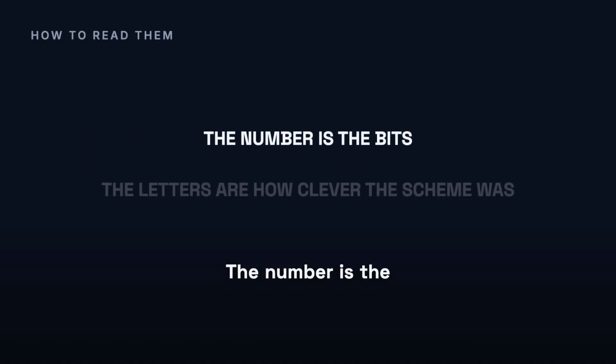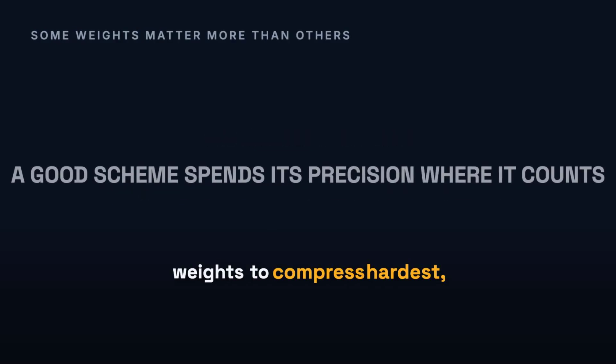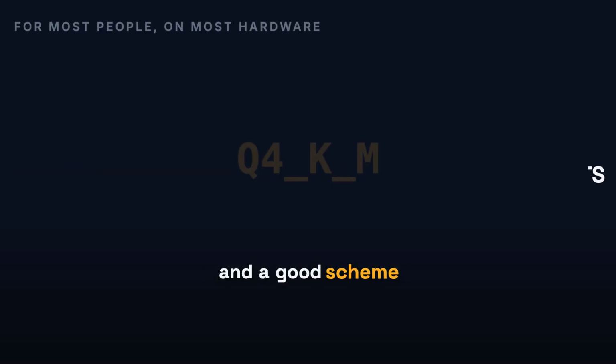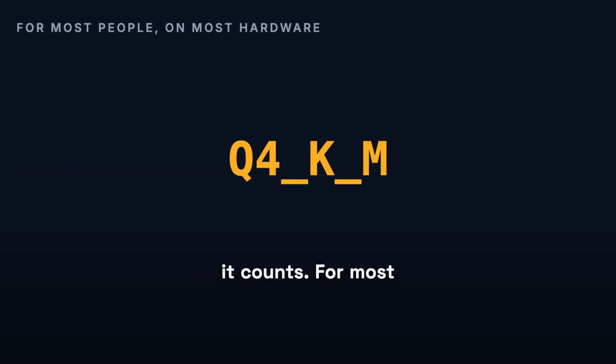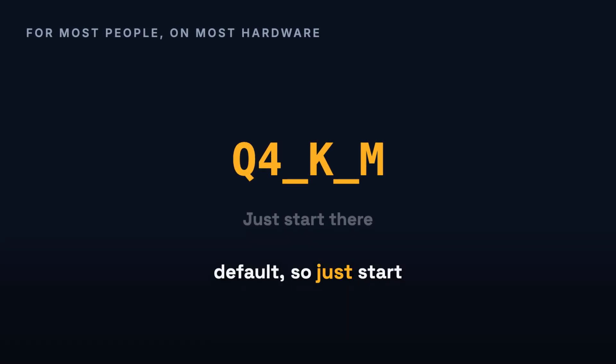The number is the bits, and the letters describe how clever the scheme was about which weights to compress hardest, because it turns out some weights matter a lot more than others, and a good scheme spends its precision where it counts. For most people on most hardware, Q4KM is the right default, so just start there.